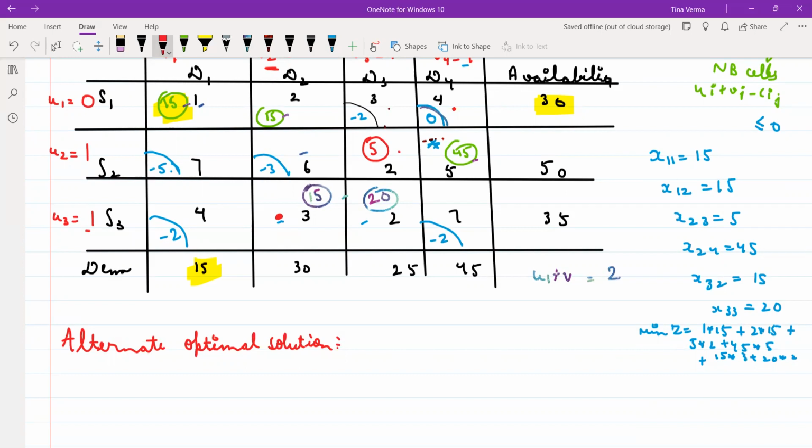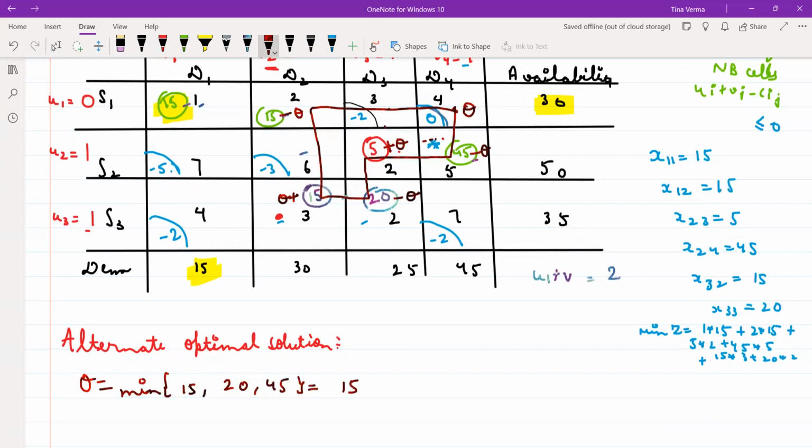If you had to find it, what would you do? Similarly, you would make an assignment, and here you would assign theta, if you want to enter this. Now how would you make the loop? The loop will be formed: here this, this, this, this and this. Is it clear? Now it is not a simple loop, you have to go from here. So theta is going from there, so you have to subtract theta from here, add theta over here, subtract theta over here, add theta over here, and subtract. And then you take theta as the minimum of where you are subtracting: 15, 20 and 45. So that is coming out to be 15.